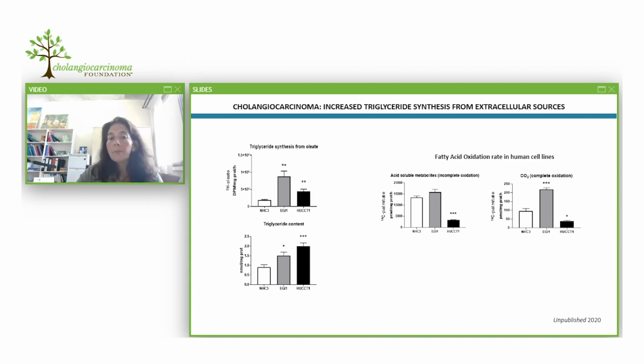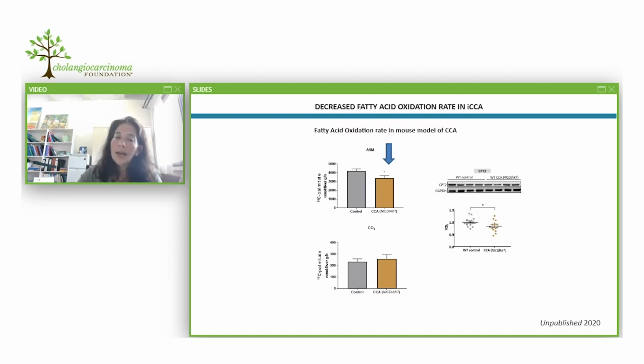These results tell us that the intrahepatic and the extrahepatic cholangiocarcinoma cell lines rely differently on fatty acid oxidation rate. As in the intrahepatic cholangiocarcinoma cell lines, the results showed us that in the mouse model of intrahepatic cholangiocarcinoma, there was also a decrease in the fatty acid oxidation rate together with levels of CPT2. CPT2 is involved in the channeling of fatty acids from the cytosol to the mitochondria.